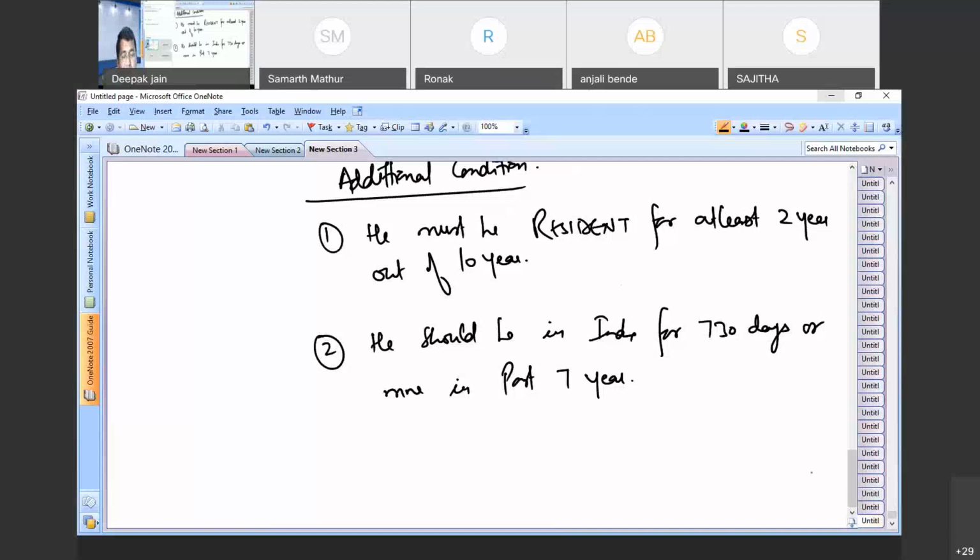So whosoever satisfies any of the basic conditions and both of the additional conditions, then status would be resident and ordinarily resident. Resident and not ordinarily resident: satisfies any one of the basic conditions and any one or none of the additional conditions. And non-resident: when he does not satisfy any one of the basic conditions.